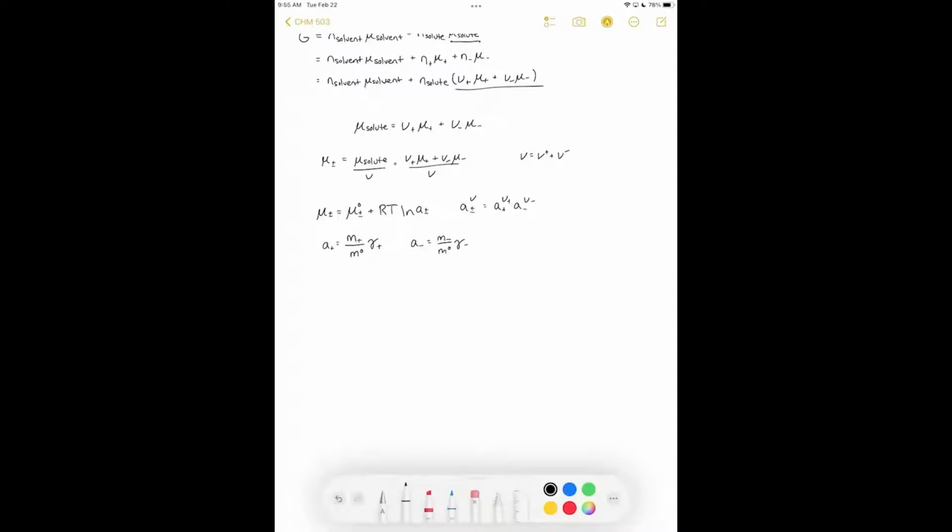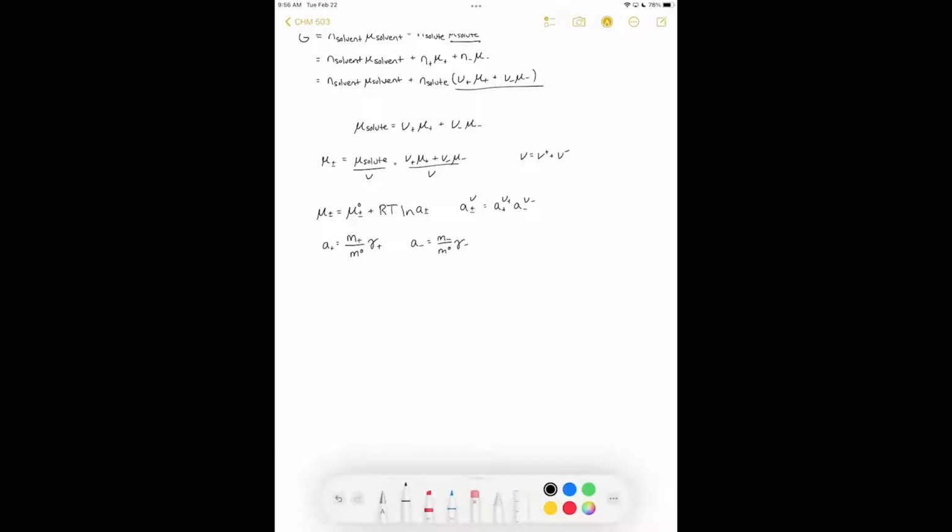And remember, the activity coefficient is best thought of as some sort of correction factor. So we could have a 1 molal solution, but it acts like a 0.8 molal solution, and then the activity coefficient is 0.8. We're not quite acting like we're at the concentration that we are.